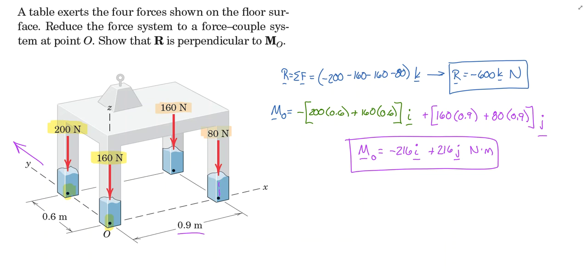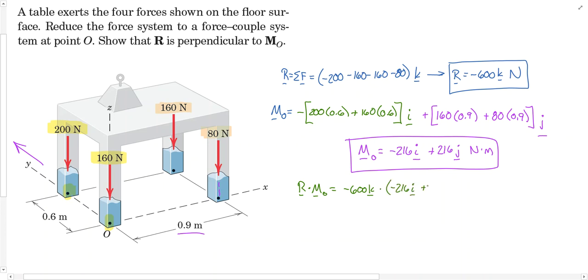All right, for this last question, it says show that R is perpendicular to MO, and that's easy enough. We could just do a dot product. So R dotted with MO is equal to minus 600 K dot with minus 216 I plus 216 J. And remember, the way a dot product works, you would multiply similar components. And if we think about this first term here, the R, that's actually 0I plus 0J minus 600K. So the I and the J would dot with zero. Or you could think about this final moment term as having plus 0K in it. So either way, this would be 0. So R would be perpendicular to MO.